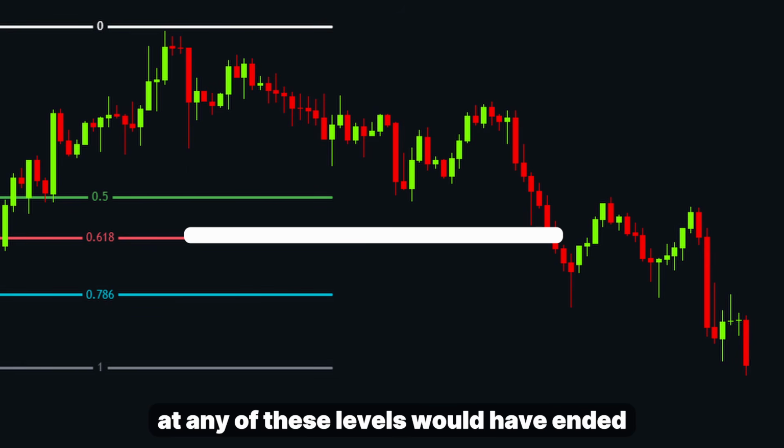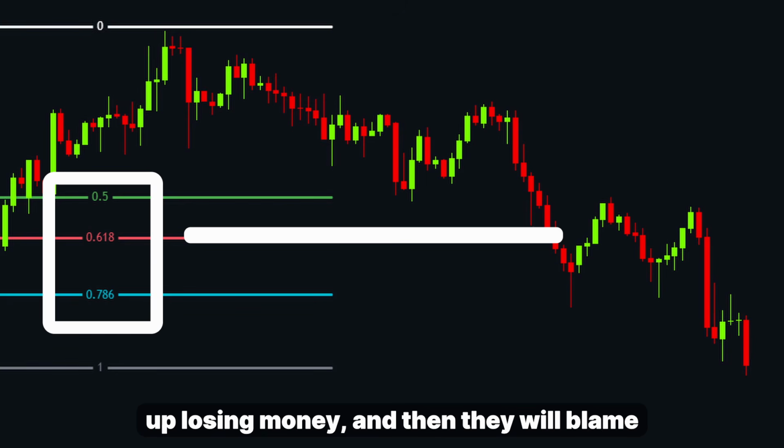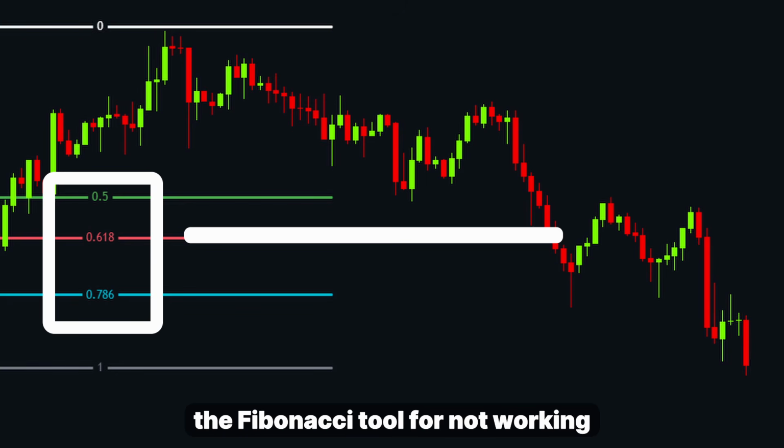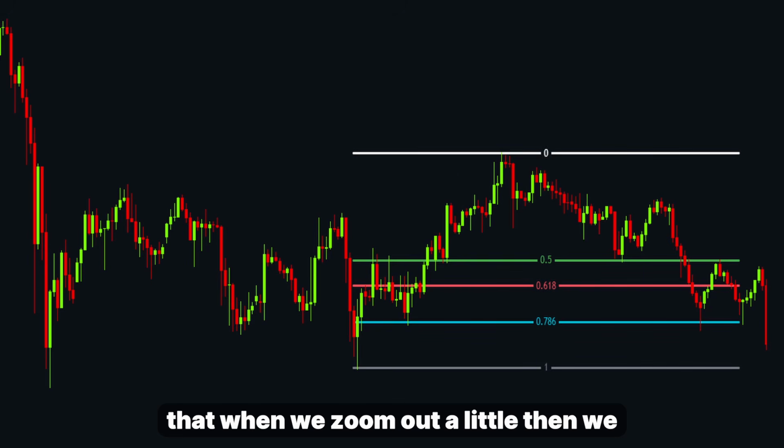Traders who placed their trades at any of these levels would have ended up losing money. And then, they will blame the Fibonacci tool for not working correctly. But the real problem here is that when we zoom out a little, we can clearly see that the overall trend of the market was bearish, and we were looking for buy setups instead of sell setups.